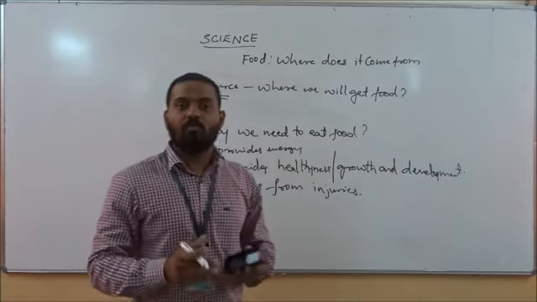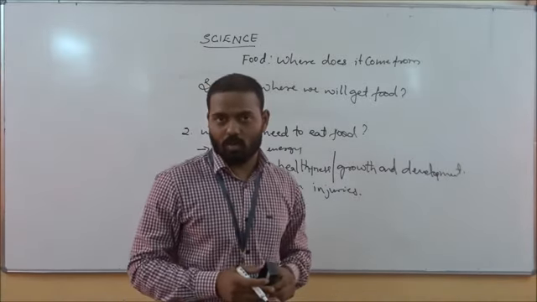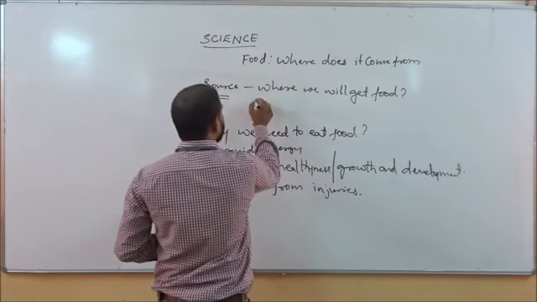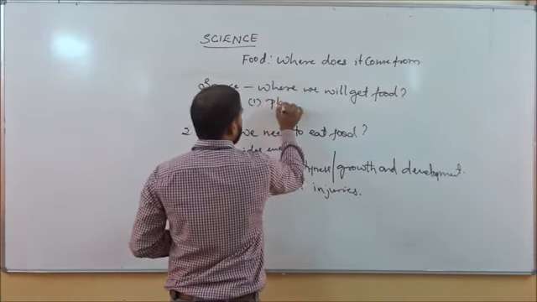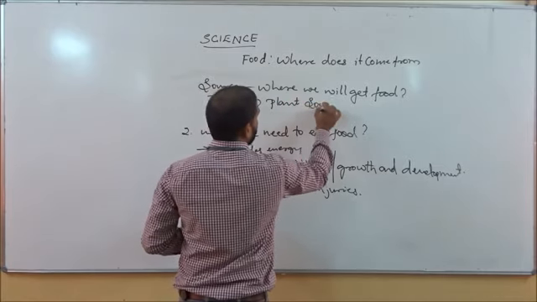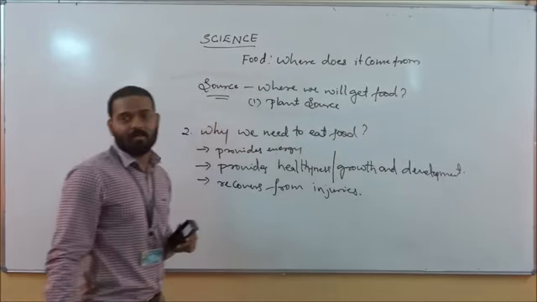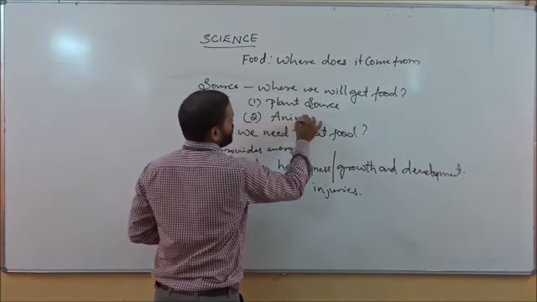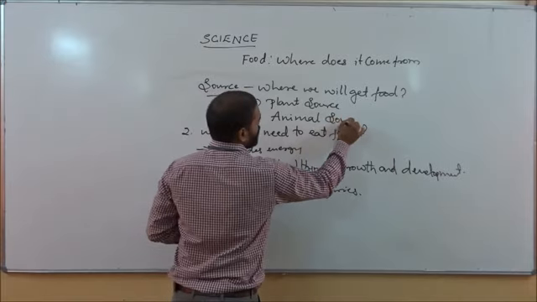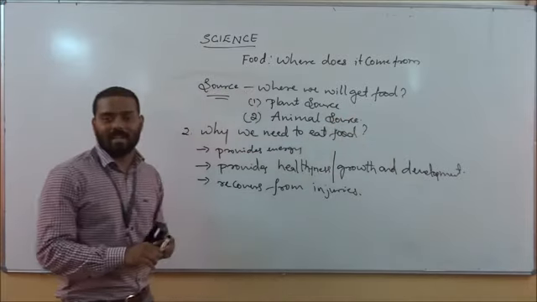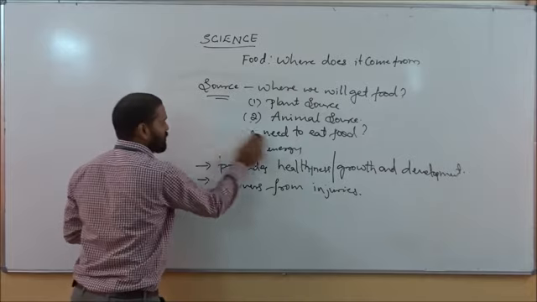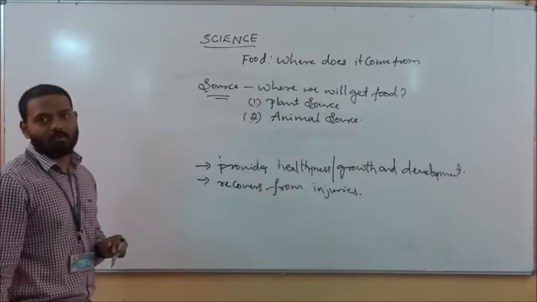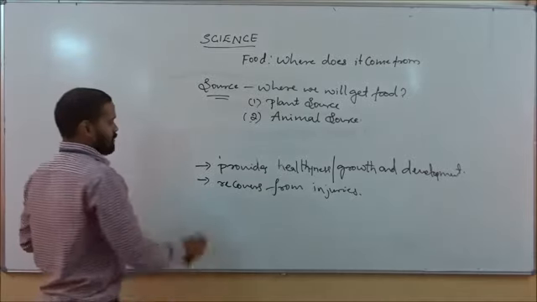We know that we are getting food from two important sources. One is the plant source, another one is the animal source, right? So we get food from the plant source, and we get food from the animal source. Two important sources from which we basically get food: one is plant source, another is animal source. So we are going to see that. What food do we get from the plant source?